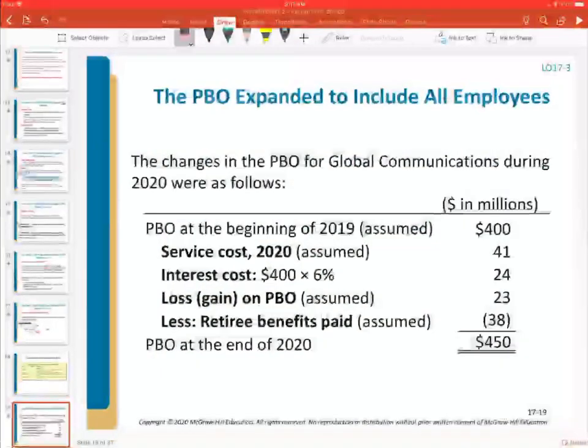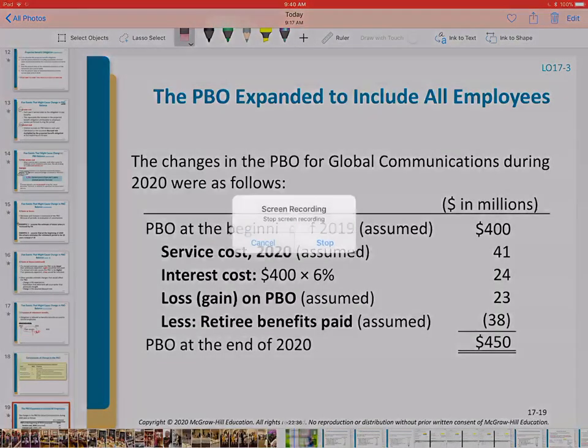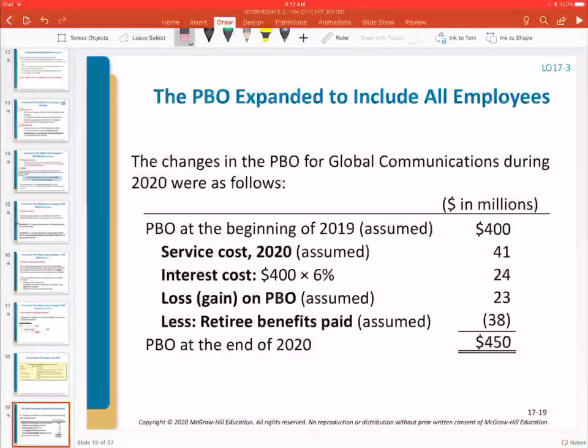Okay, so continuing with our discussion about defined benefit plans, we're moving into, so the previous videos were all looking at one individual and how the liability calculation for that one individual would change over time as a result of different scenarios, different activities happening. Now this final piece about the PBO, about the liability, is where we're looking at the defined benefit plan liability for the entire company.